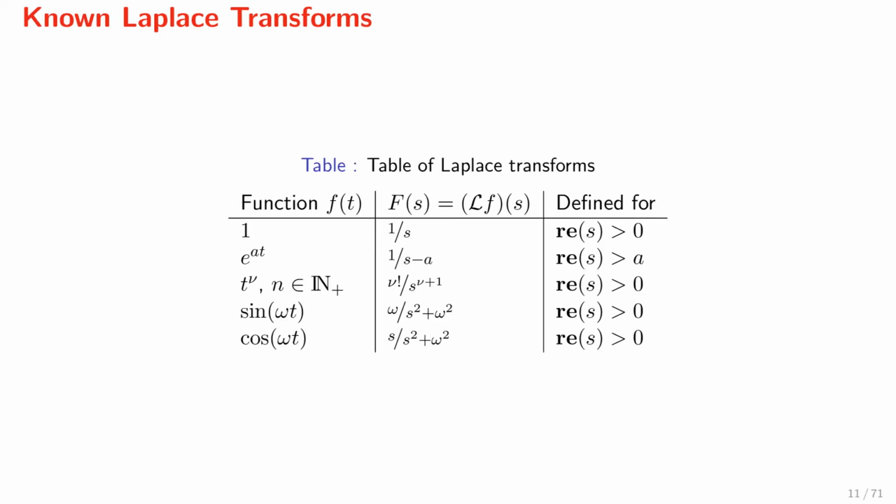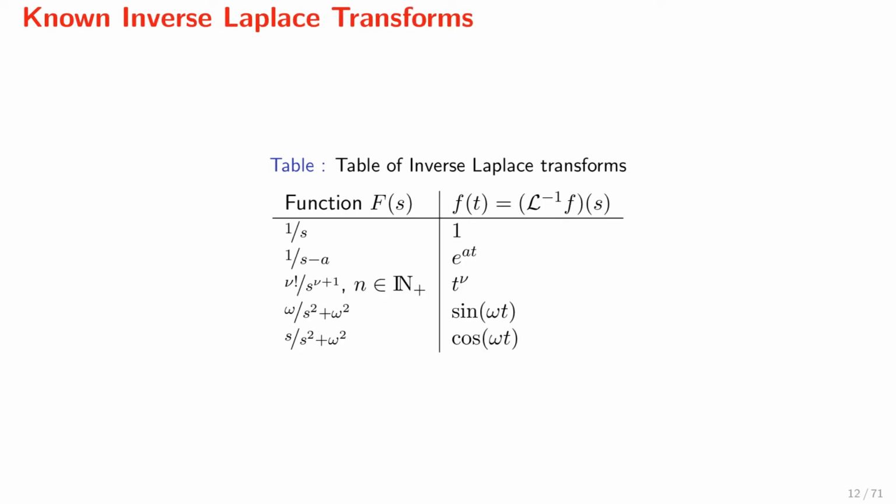We can now compile a table of the most notable Laplace transforms. For example, 1 has the Laplace transform 1 over s, exponential of a times t has the Laplace transform 1 over s minus a, and so on. Lerch's theorem allows us to swap the columns of this table. This leads to a table of inverse Laplace transforms. For example, the inverse transform of 1 over s is 1. The inverse Laplace transform of 1 over s minus a is the exponential of a times t, and so on.